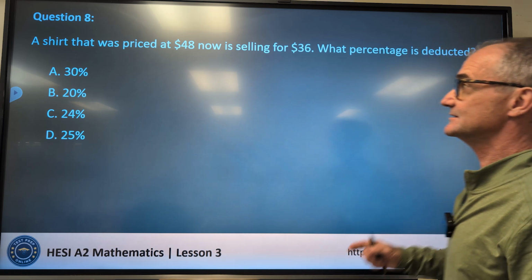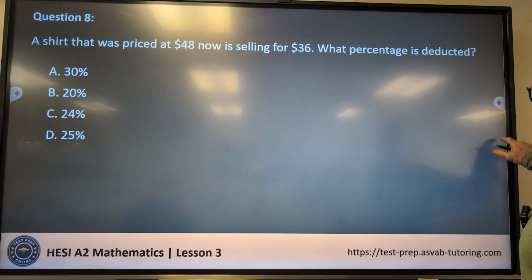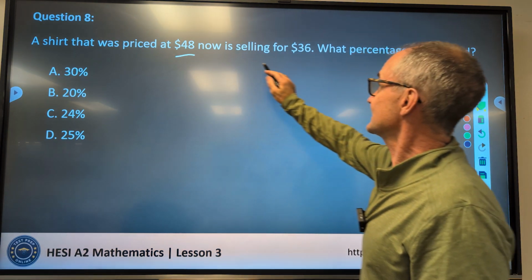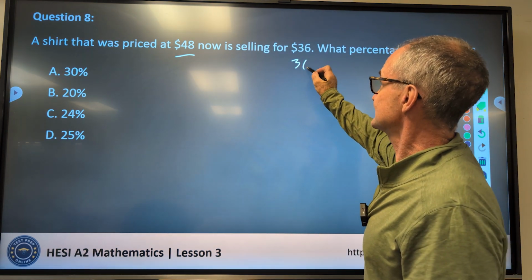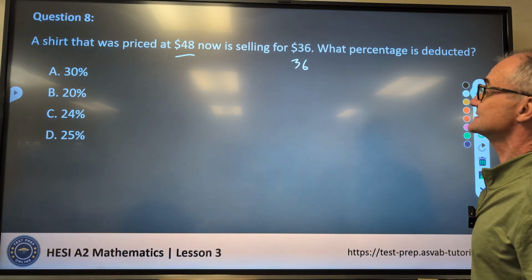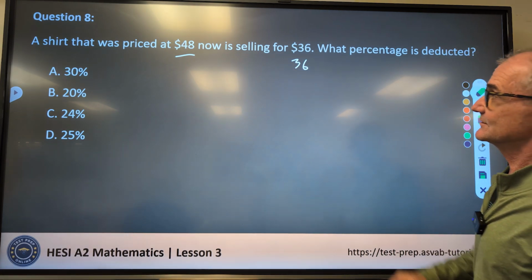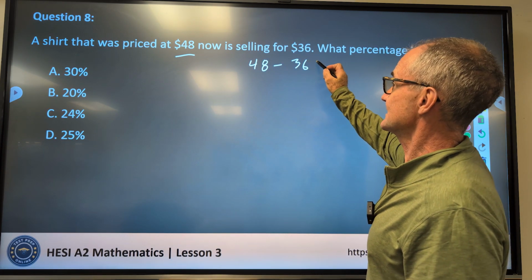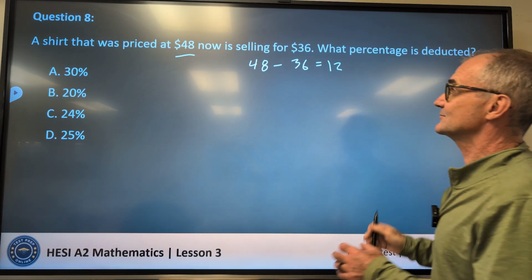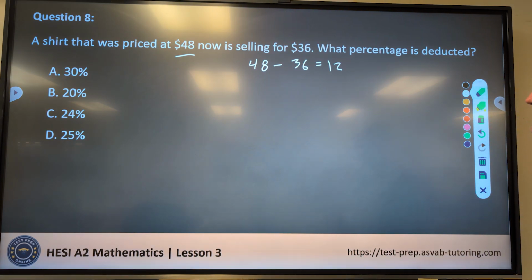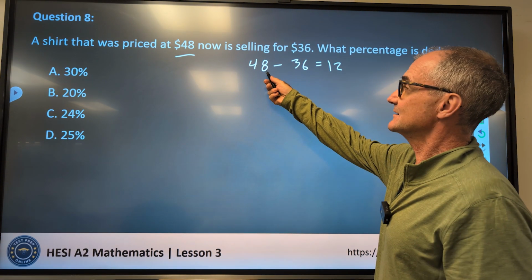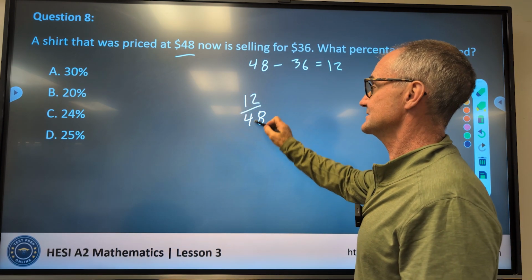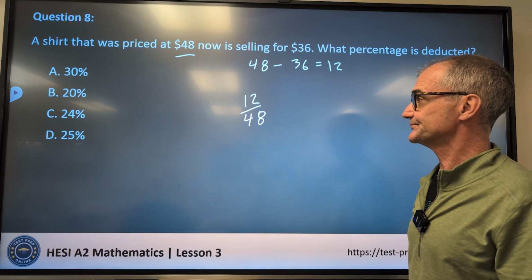Number 8, a shirt that was priced at $48. This is similar to that last one. Is now selling for $36. Okay, what percentage is reduced? Well, I got to do the 48 minus the 36 to give me 12. So the amount reduced is $12. But I'm starting here. So the amount of reduction over where I start is going to give me my percentage.